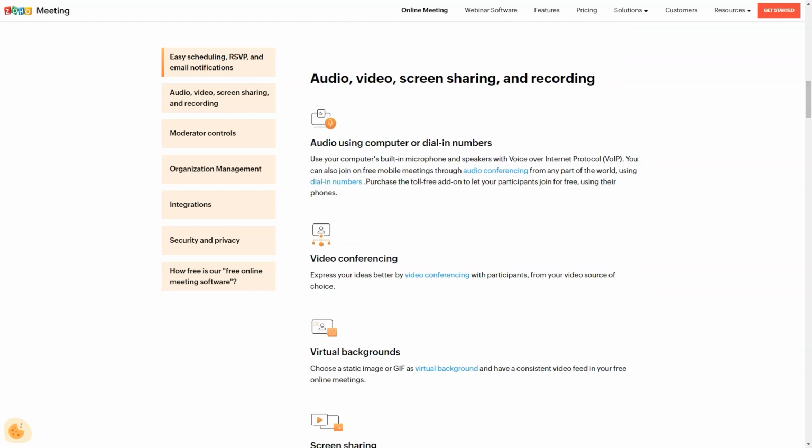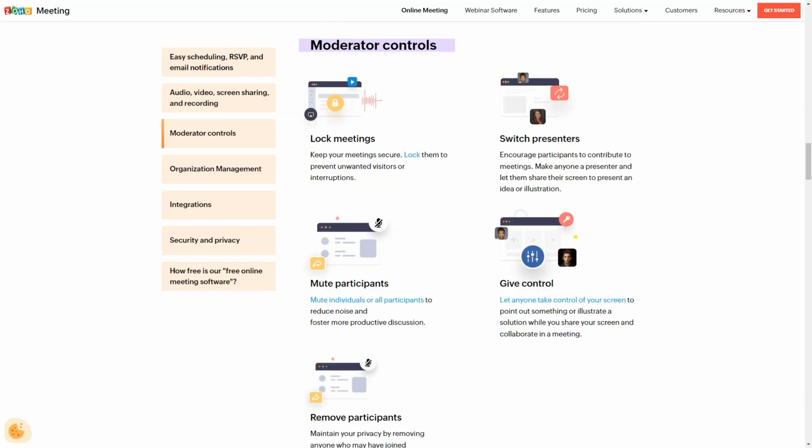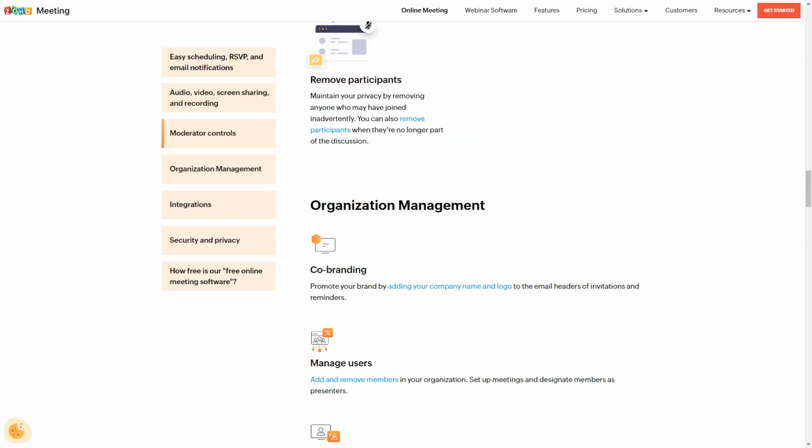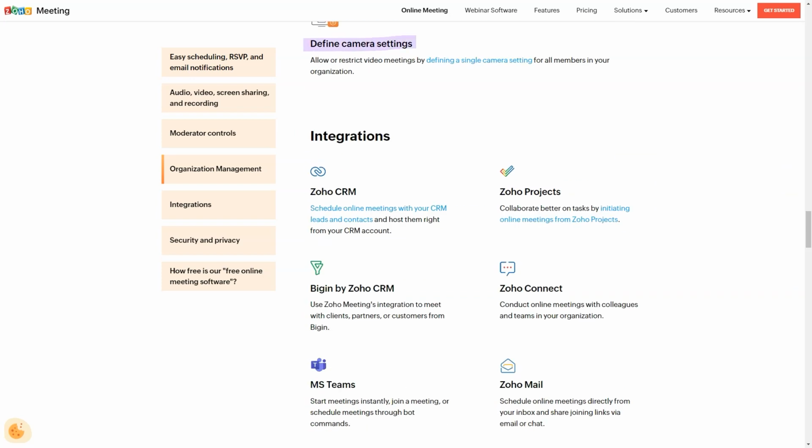Subscription is based on the number of participants or attendees per session and the number of host organizers. Online meeting plans start at $3 per month per host for 10 participants. Meeting 10 participants, $3 per month per host. Meeting 25 participants, $6 per month per host. Meeting 50 participants, $9 per month per host. Meeting 100 participants, $12 per month per host.